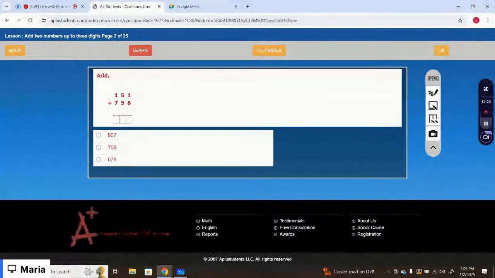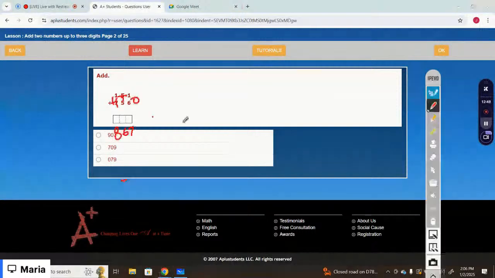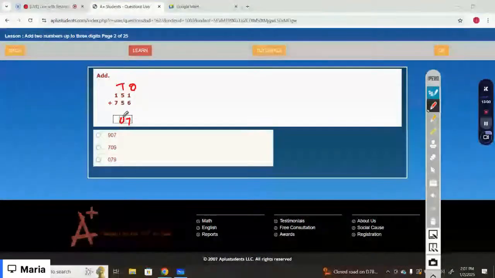Okay, the next one is 151 plus 756. So again, start adding from the ones digit. 6 and 1 are at the ones, so 6 plus 1 is 7. Then you have to add the tens digit. 5 plus 5 makes 10, right? Ones digit over here and carry the ten. So 7, 0, and 9, that is 907. Very good. Option number 1 is the correct option.